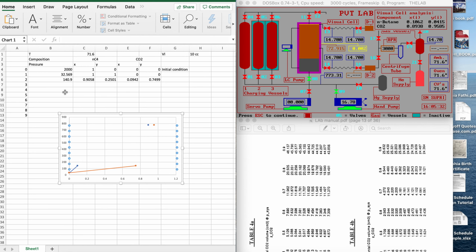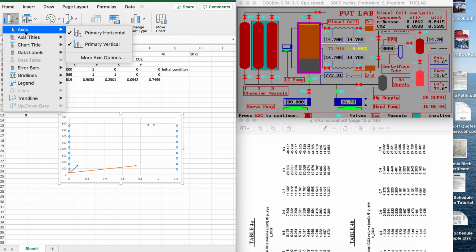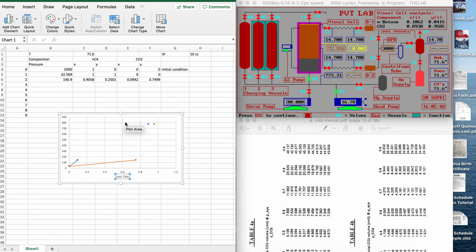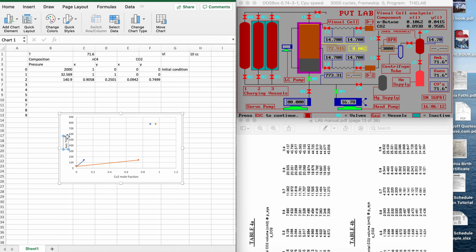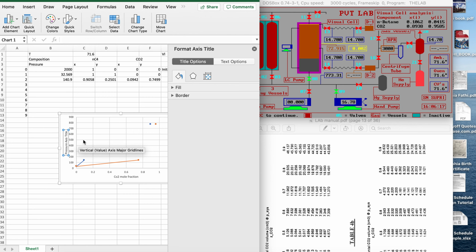Let me just add the axis. My horizontal axis is the CO2 percent, CO2 mole fraction. And the y-axis is my pressure, in PSI.